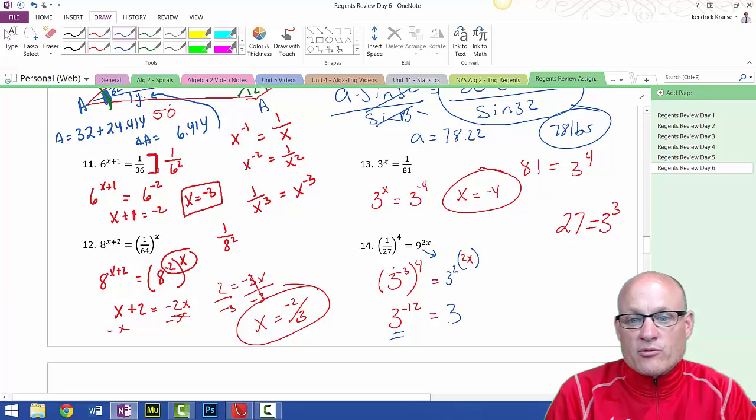So this becomes 3 to the 4x, because 3 squared is 9. So it's 3 squared to the 2x. All right, so now that the bases are the same, all I have to do is make sure that the exponents are the same. So 4x equals negative 12, so x must equal negative 3.